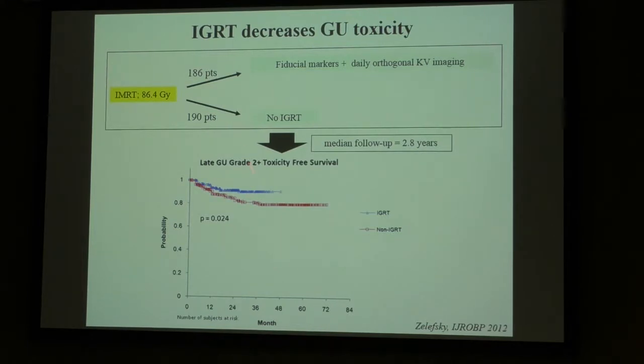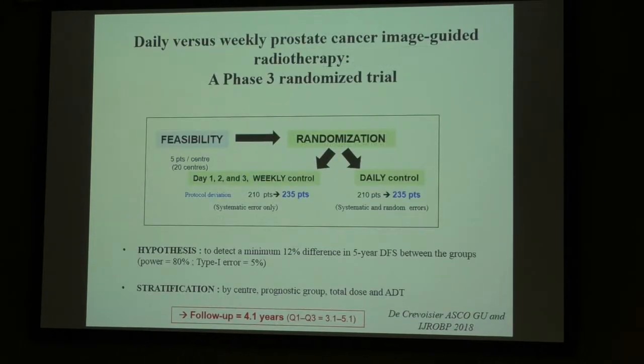The most important study maybe is from Memorial, treating a very high dose inside the prostate, more than 86 gray, but to be honest, this is only a subpart of the prostate, not the full prostate. But Zelefsky demonstrates that the use of IGRT strongly decreased both the risk of GU and GI toxicity. And I had just this study published in the Red Journal, presented last year at the ASCO GU meeting in San Francisco.